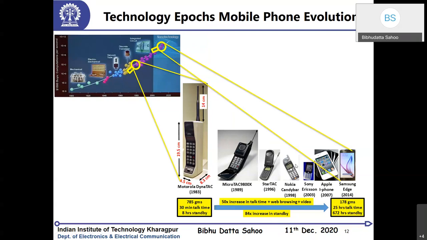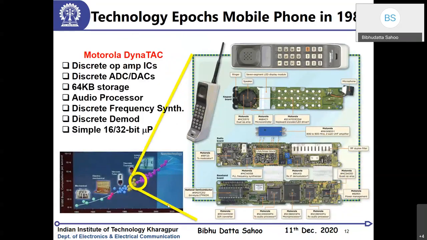Now let's see what was there inside that brick phone in the 1980s. You see that it had discrete op-amp ICs, discrete ADCs and DACs. They had to have discrete ADCs and DACs in there. You can see that there is a quad op amp here. These are the audio processor. This is a discrete DAC, D2A converter. This is a synthesizer. Then 64 KB of storage. Nowadays we have 120 GB of storage. The audio processor was there, a discrete frequency synthesizer, a discrete DMOD, and a simple 16 or 32 bit microprocessor.